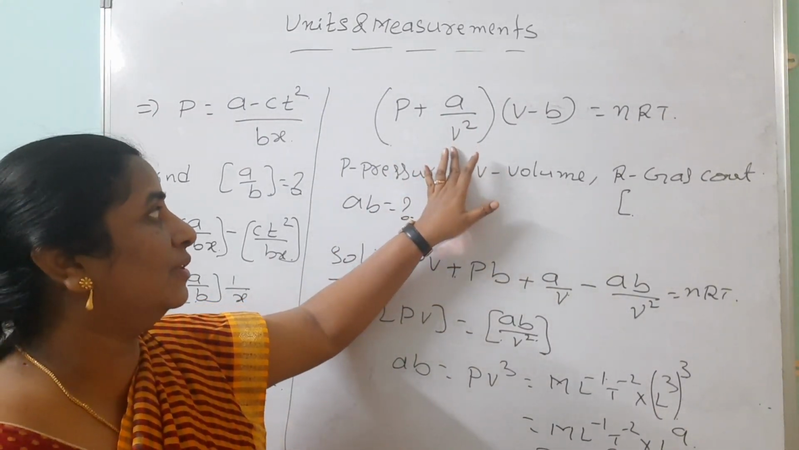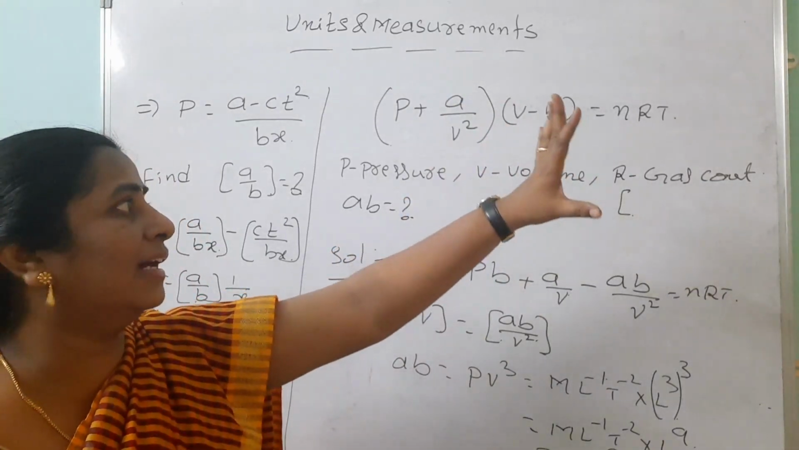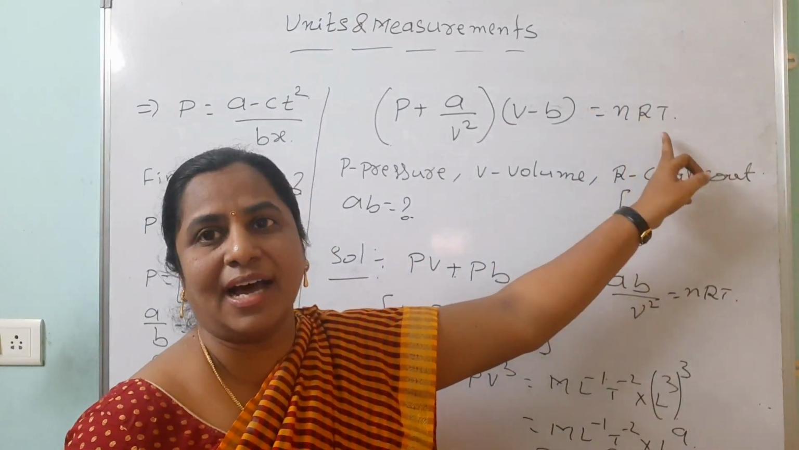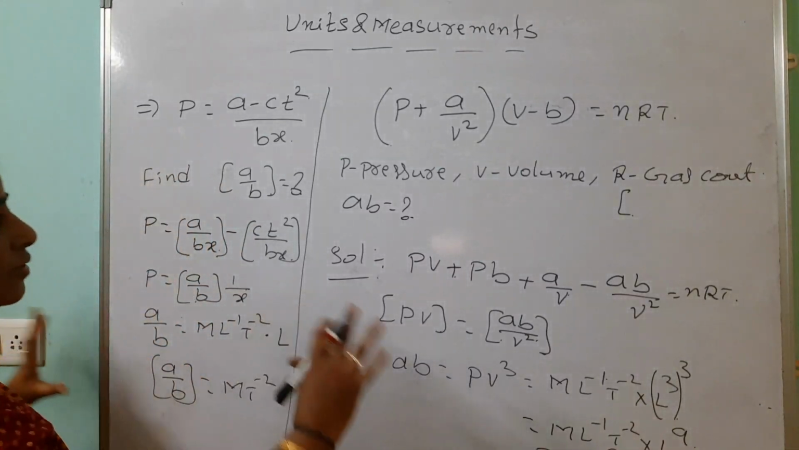Don't worry and don't think this is the velocity in this. This is the V minus b. As usual, a and b are constants. This is the nRT. n is the number of moles, R is the universal gas constant, T stands for temperature. Then how to solve this one?